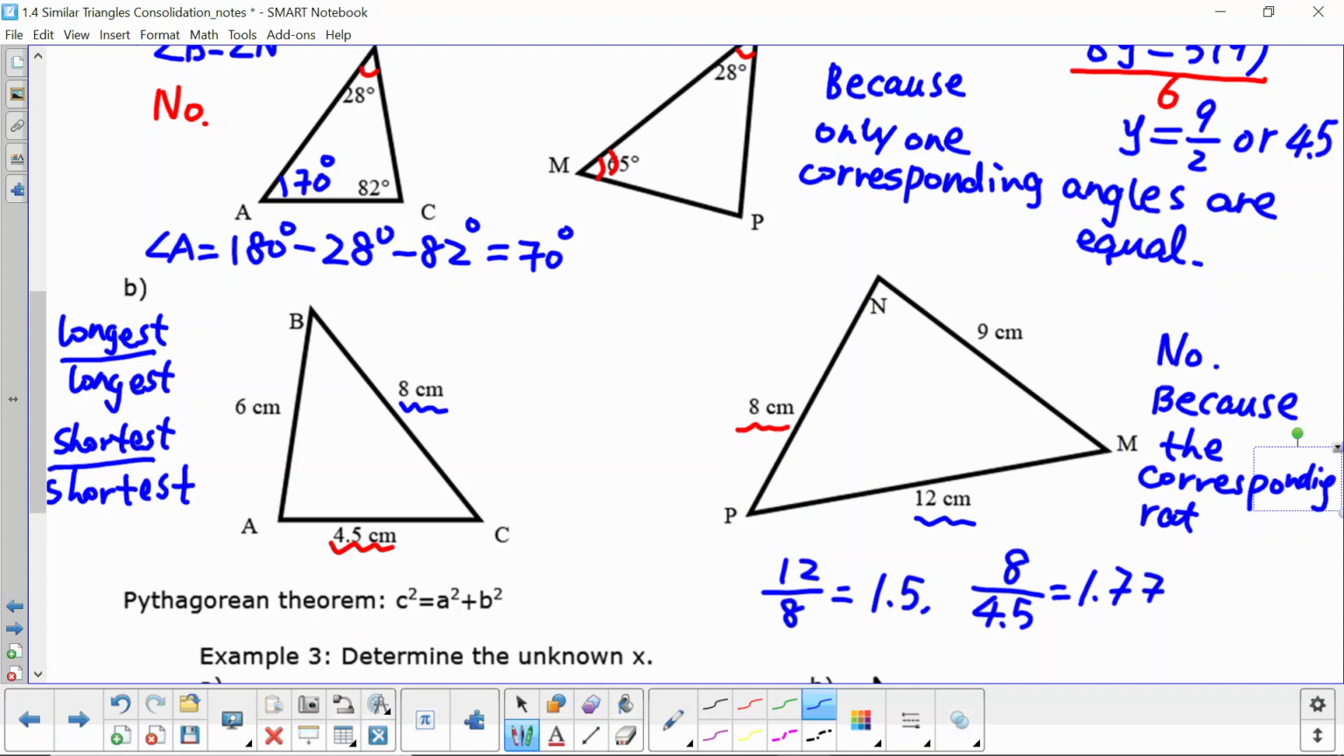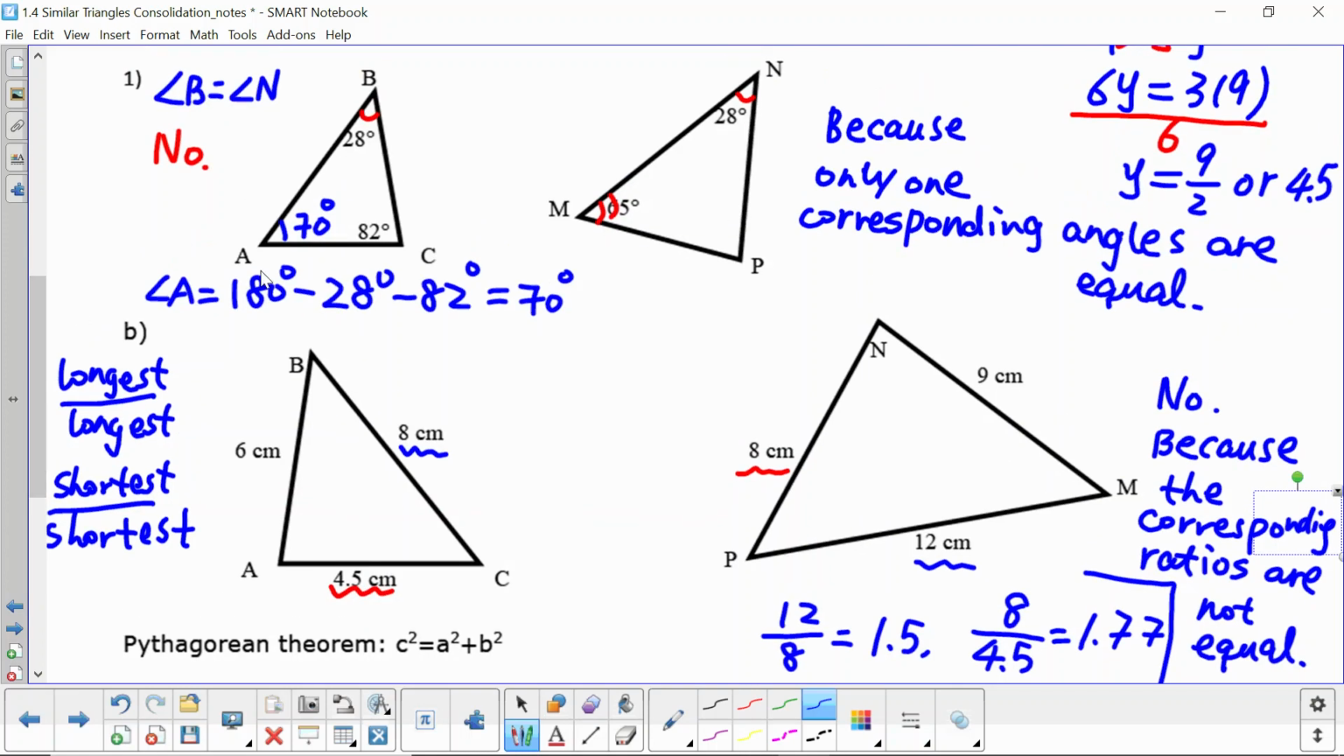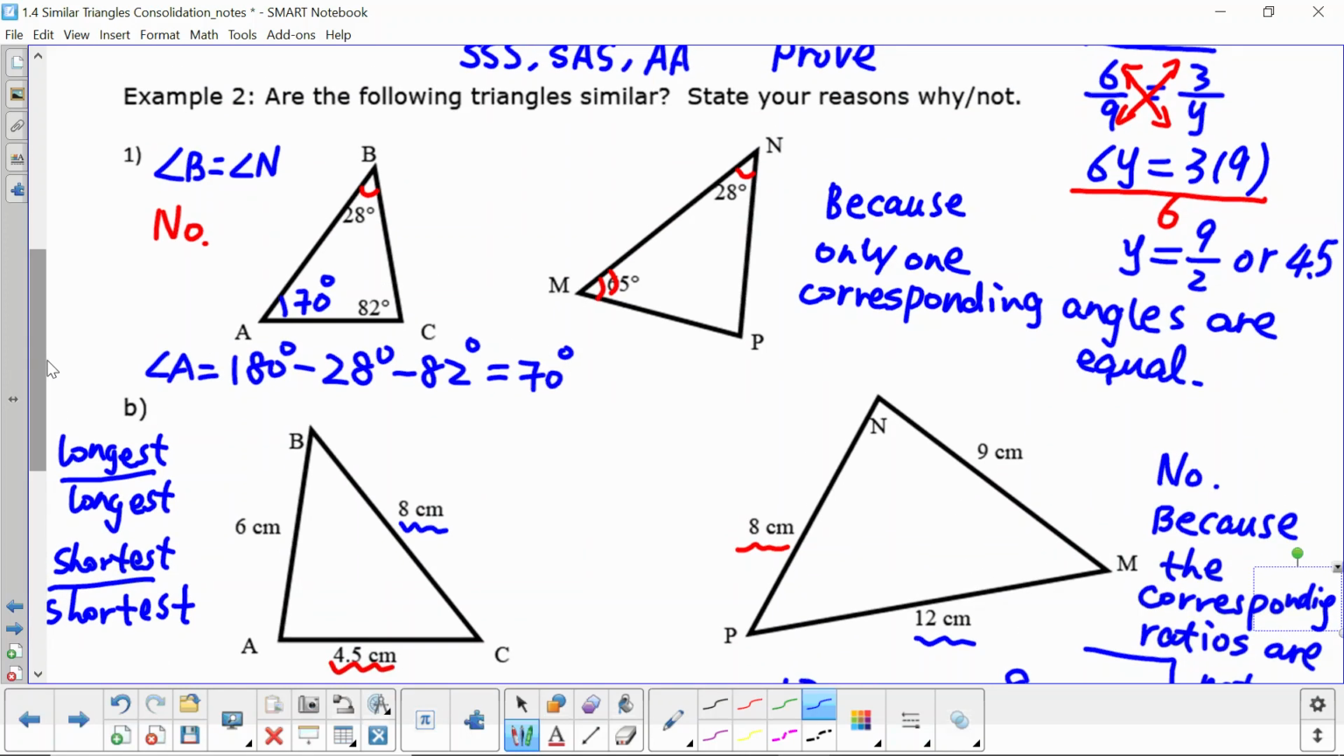Ratios are not all equal. Okay, so these are the two examples to show you how you are going to show whether triangles are similar or not.